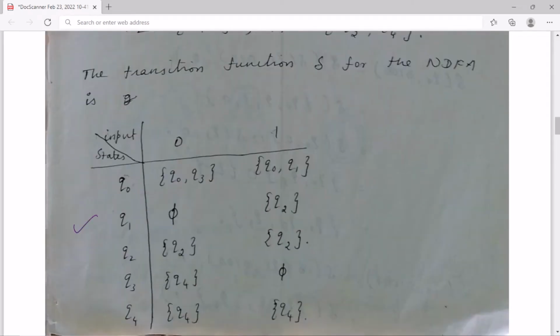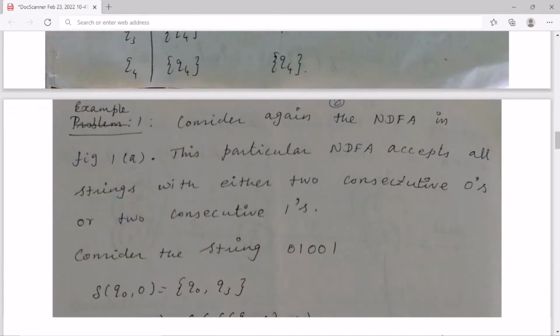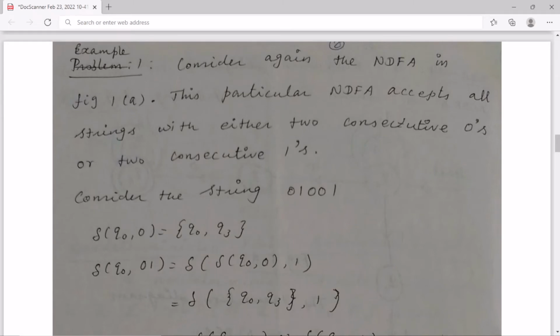Just now we have written this down. Okay, now for the same diagram, I am going to check whether this NFA accepts all strings with either 2 consecutive zeros or 2 consecutive ones. Consecutive means these two symbols are juxtaposed, that is, nearby.